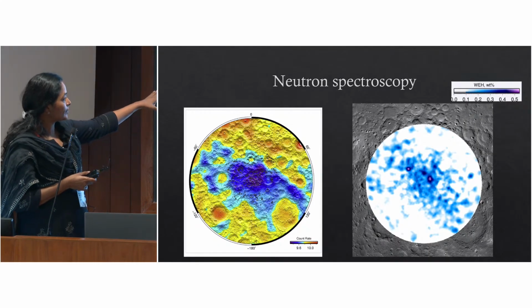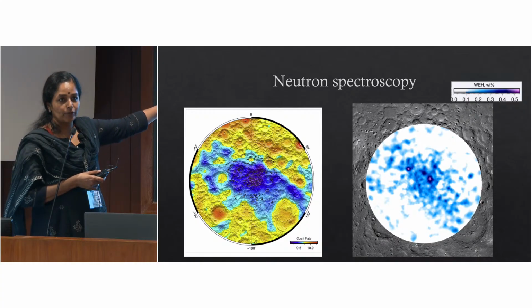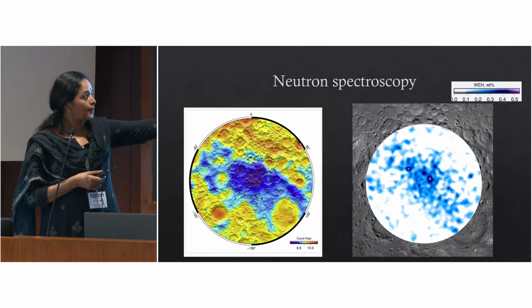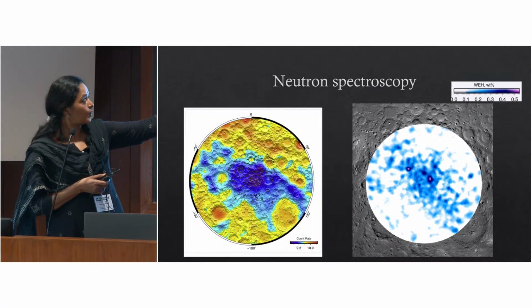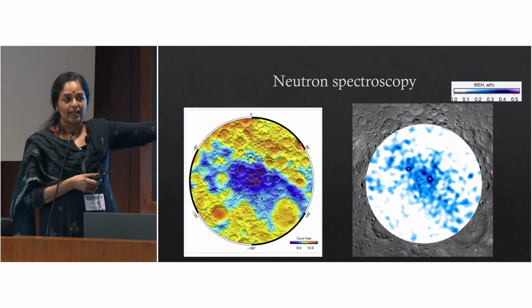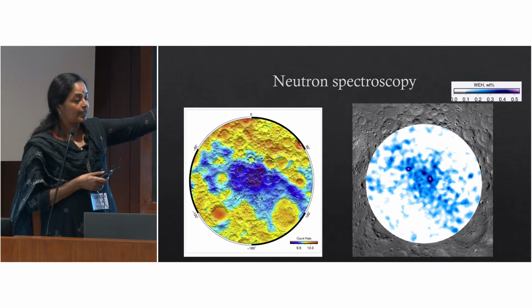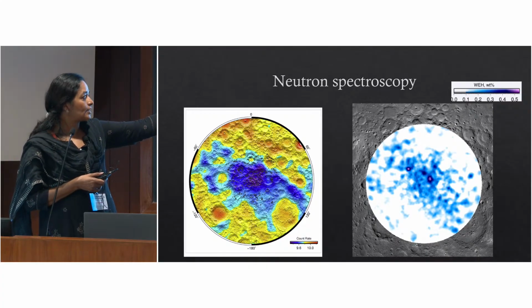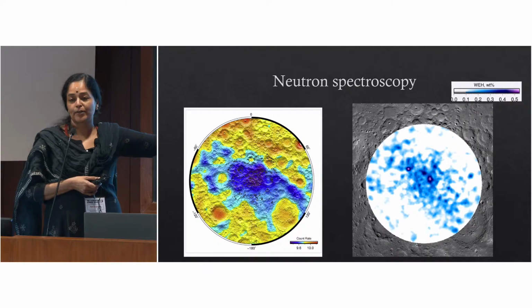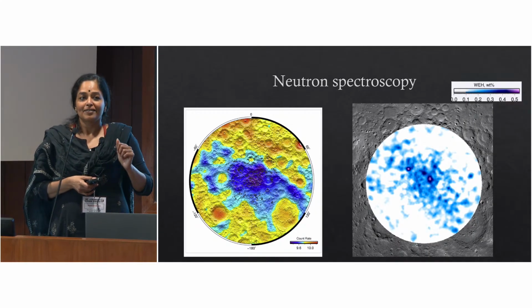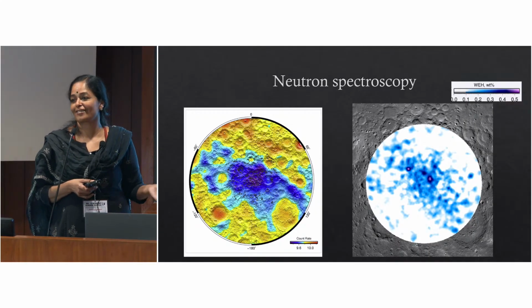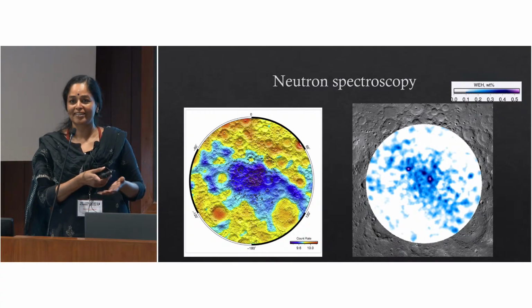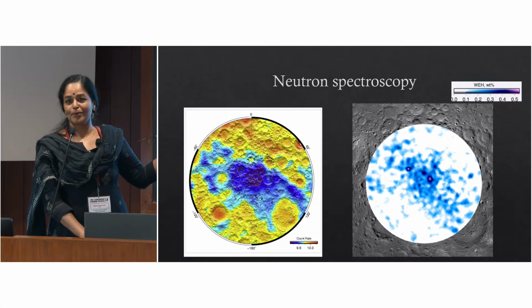So the blue here shows a suppression of neutron count rate, and correspondingly modeled is the water equivalent hydrogen. So WEH is water equivalent hydrogen in percentage. This is the south pole of the moon. You can see that there are certain areas where you expect more water ice. Why is that important? Because all our future depends on water, right? So if there is water in the south pole, we'll go there.